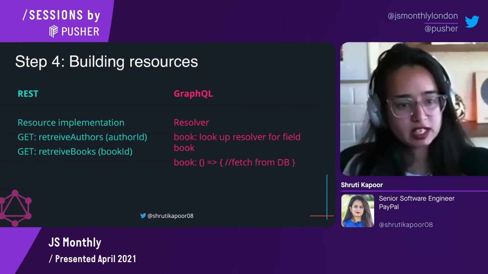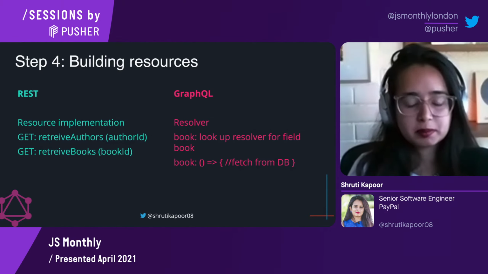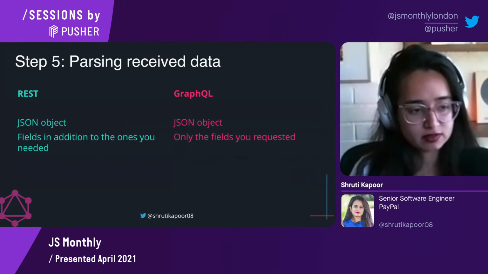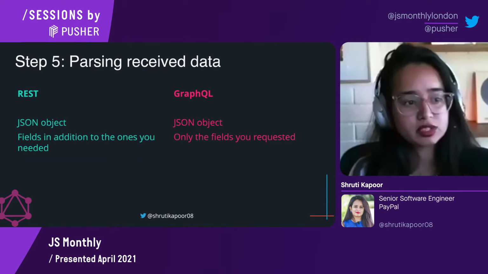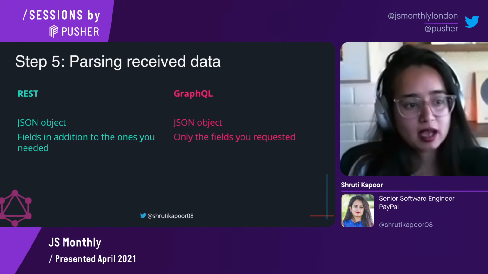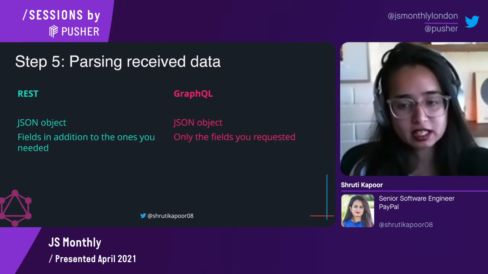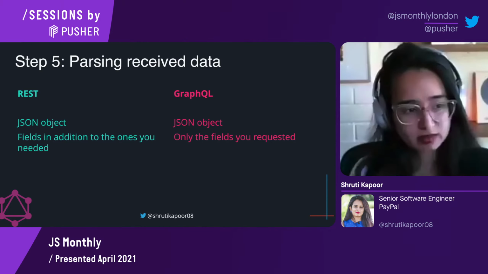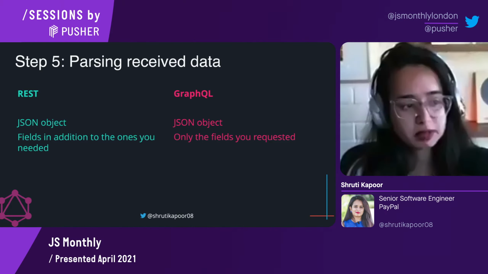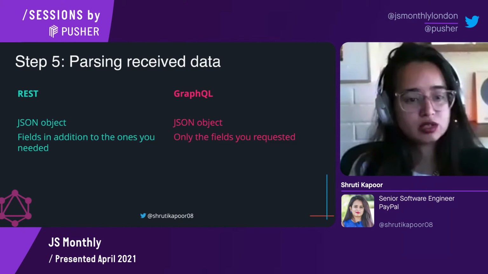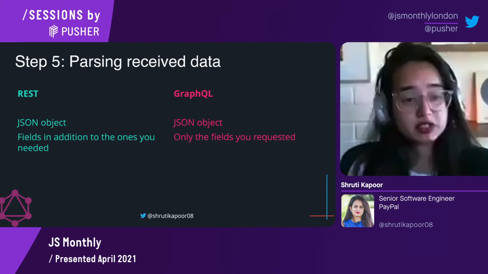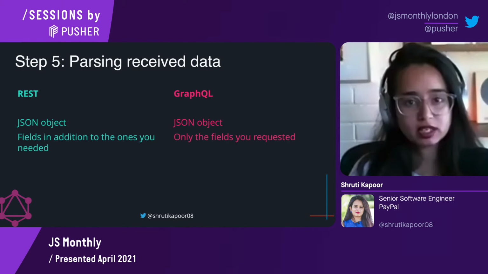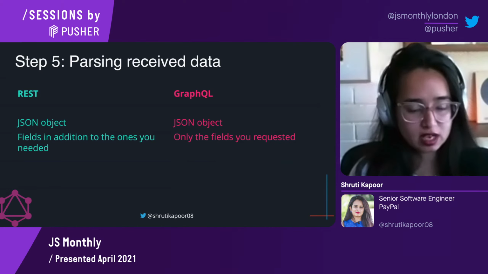So now at the server side, we built our server implementation. The next part is we have to send that data back. And on the client side, we need to parse that received data. So in REST world, we usually get a JSON object, but we also get fields that may not be the ones that we're looking for. So if we ask for title, there may be other fields that we have not requested. Whereas in GraphQL, because you requested for the data, you only get back the data that you asked for, which is a really powerful thing about GraphQL. So you also get back a JSON object, but you only get the data that you had asked for.